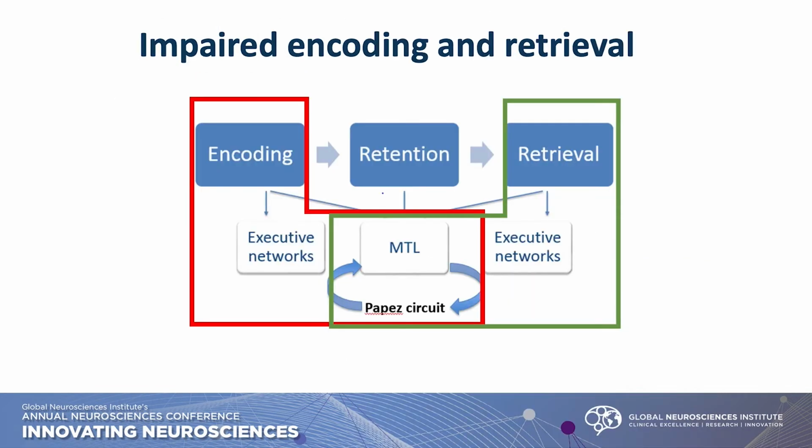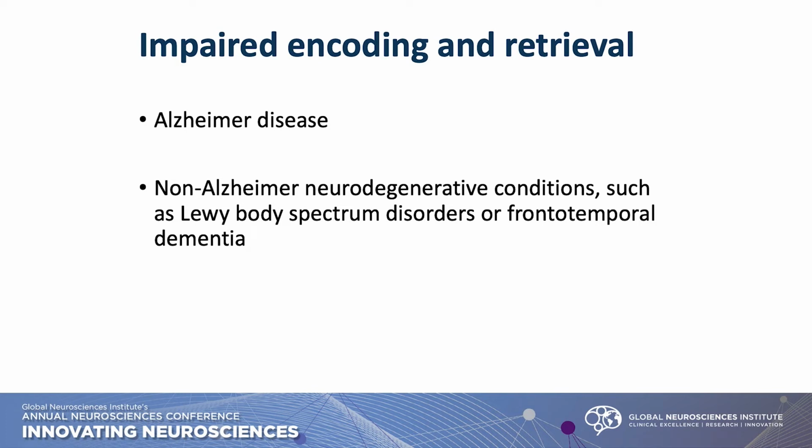Now, what if we have a problem with encoding or retrieval? Again, a medial temporal lobe problem is a possibility, but if we have a more pronounced encoding and retrieval problem, then we're probably dealing more with an executive network problem. And executive networks are widely distributed through the brain. These are networks that connect your prefrontal cortices with the higher processing areas of the parietal and temporal regions. From a degenerative disease standpoint, Alzheimer's disease or non-Alzheimer's neurodegenerative conditions such as Lewy body disorder or frontotemporal dementia.